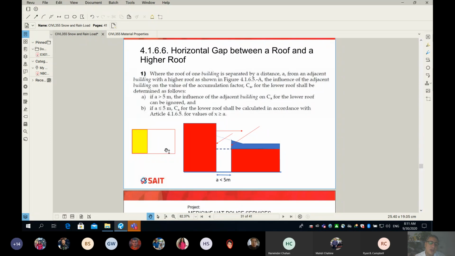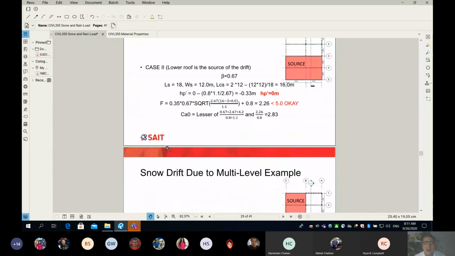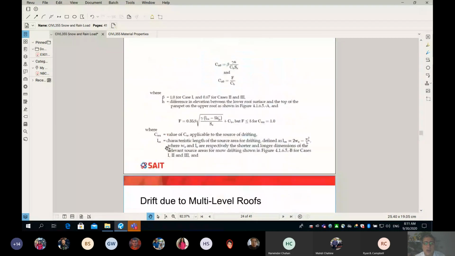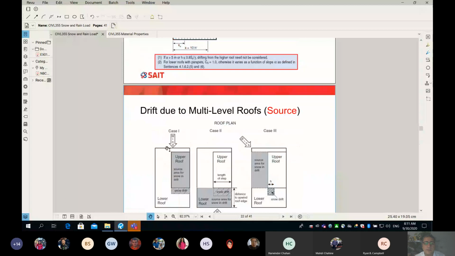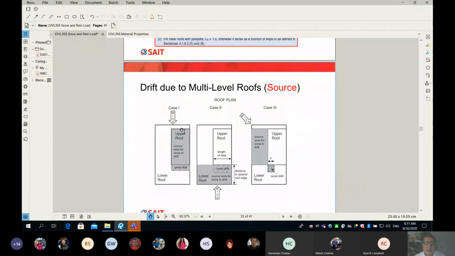Let me ask you, do you think you have case number 3? So again, all you have to do is just go to the code where the code is talking about case 1, case 2, case 3, okay? And you can see here, the upper roof is not really covering the width of your building. However, it's covering a portion. That's why there could be a possibility when the wind blows in case number 3 in this direction, this area here can accumulate some snow on this side.